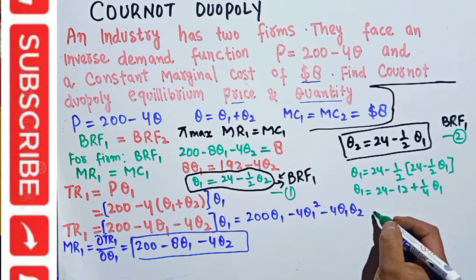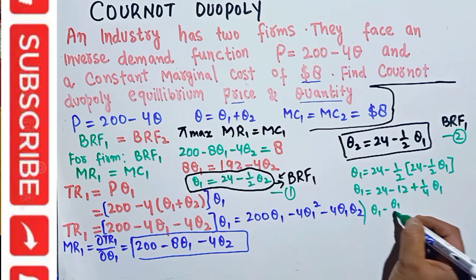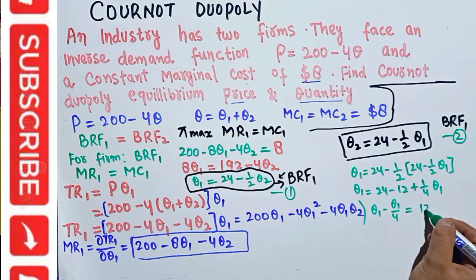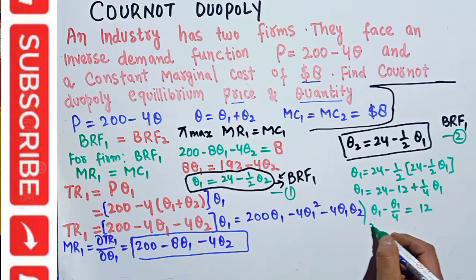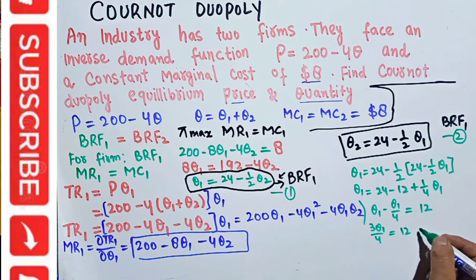Transposing this 1/4 here, we get q1 minus q1 upon 4 will be equal to 12. So this is 4q1 minus q1, that is 3q1. 3q1 upon 4 comes out to be 12, which implies q1 will be equal to, transposing this 3 upon 4 to RHS, it will become 4 upon 3. It will get reciprocated and multiplied. So we have 3 1s are 3, 3 4s are 12. That means output of firm 1 will be equal to 16.